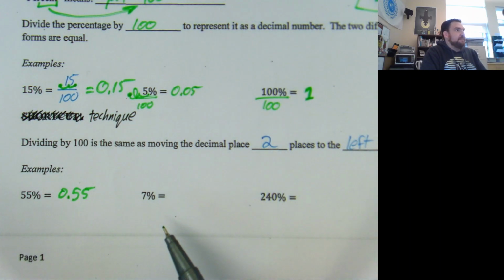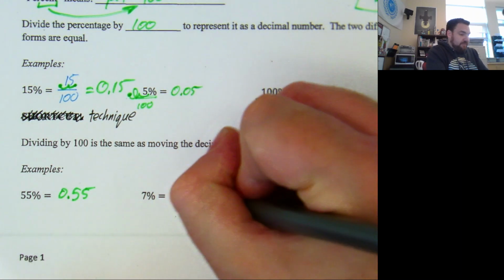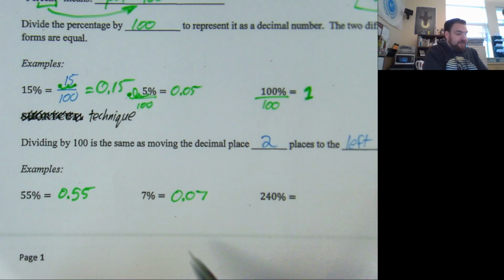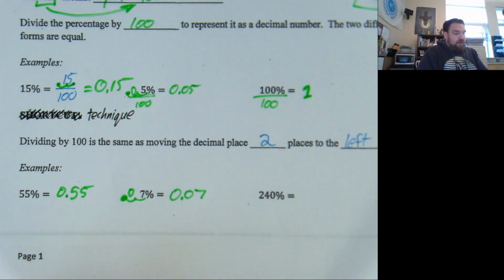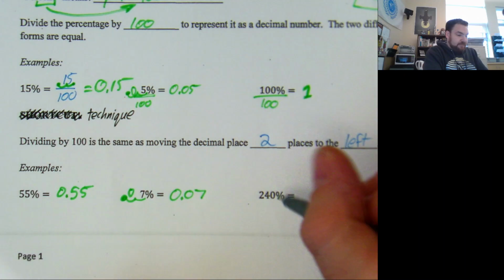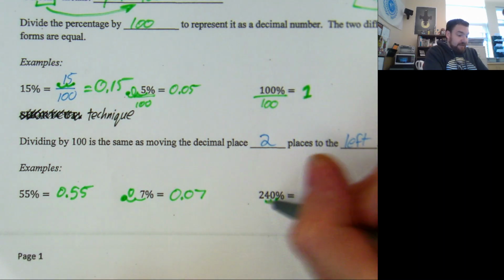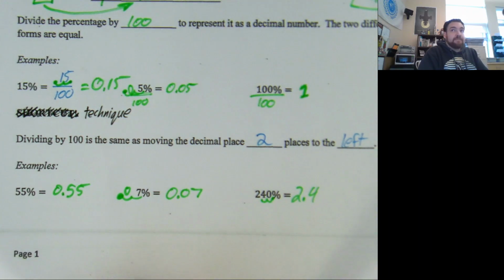7% is going to be 0.07. You have to move the decimal place twice and put a 0 wherever there's a hole or a gap. So then 240% is going to be, yeah, 2.4. You thought you were being tricky, Raven, but you were actually correct. It's awesome when it works out that way. When you're ready, flip the page.